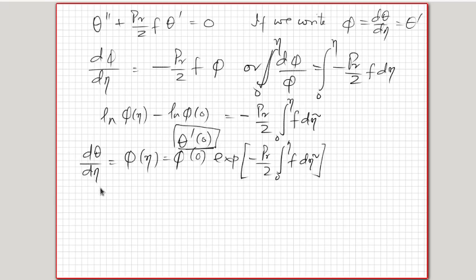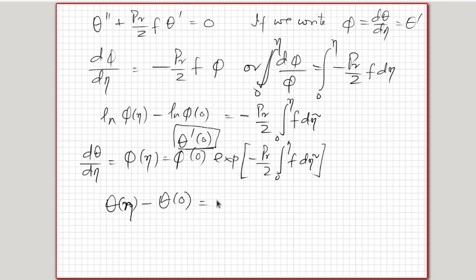So now let's integrate this again. So that eta would go here. So I'd integrate this between 0 to infinity. So theta at infinity minus, sorry, let me integrate between 0 to eta again. Okay, so this is theta at eta minus theta at 0 is equal to, so it will be the integral of this term.